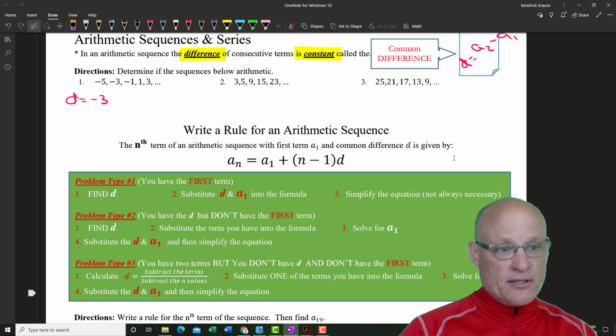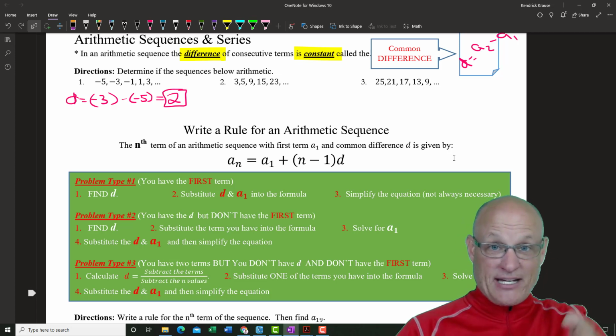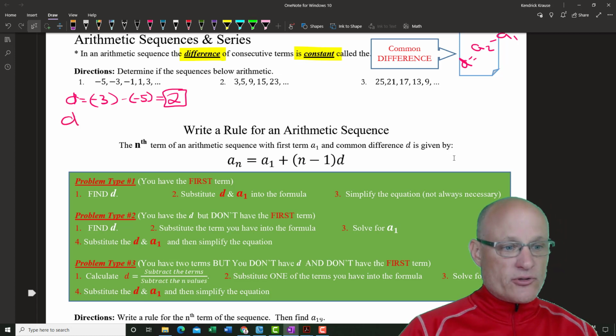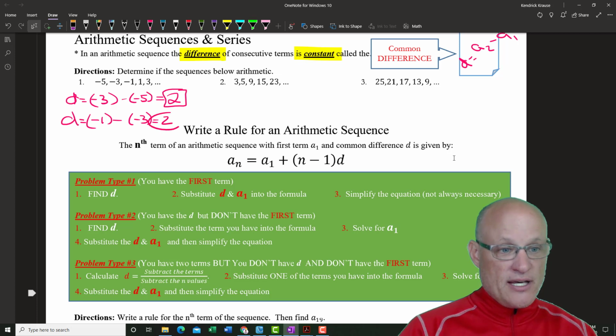So we're going to do negative 3 minus negative 5. Well, minus a negative is really plus, so negative 3 plus 5 is 2. So if, in fact, these all have a common difference of positive 2, in other words, we just keep adding 2, then it is an arithmetic sequence. I'll do one more just for fun. We'll take negative 1, which is the third term, and subtract off the second term. Negative, negative makes a positive. Negative 1 plus 3 is 2. And look at these, we're adding 2. So yes, this is an arithmetic sequence, and D equals 2.